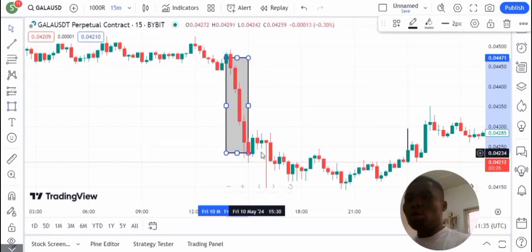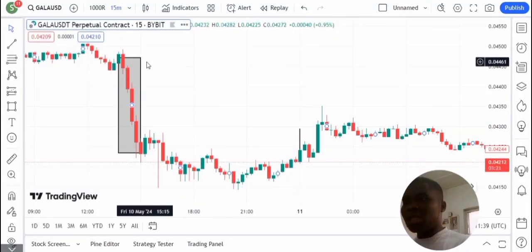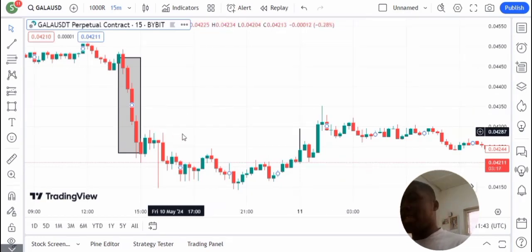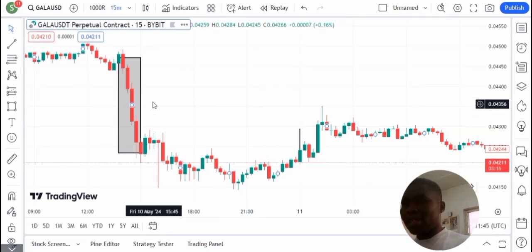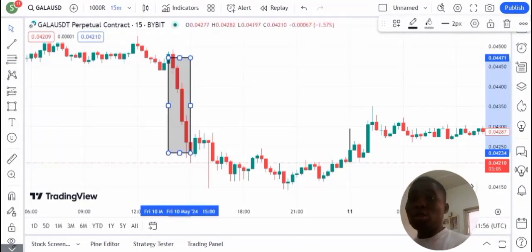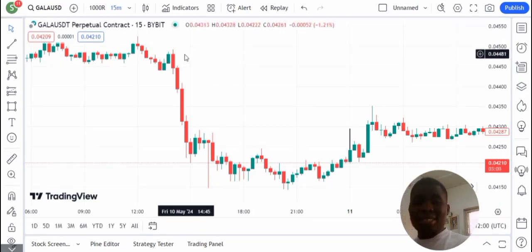So when price later comes back to this level, that is where you call it an inefficiency. And for you to enter your trade, let's take for instance, you entered a sell trade from this point. Look closely at it. You see that it gives a nice profit.